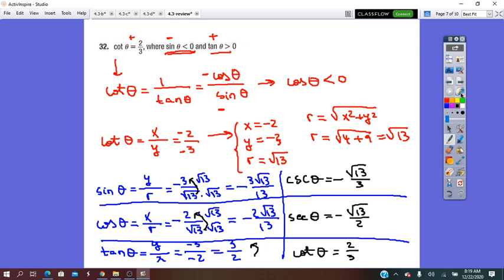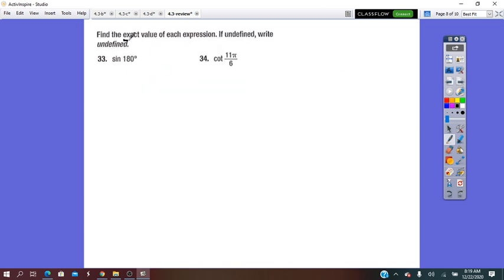Let's try more. Find the exact value of each expression, if undefined, write undefined. So sine 180 degrees. On the unit circle, 180 degrees corresponds to the point coordinates negative 1, 0. Therefore, sine 180 degrees will be equal to 0.